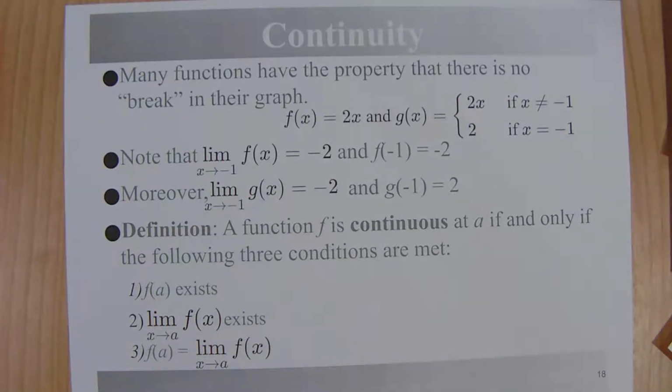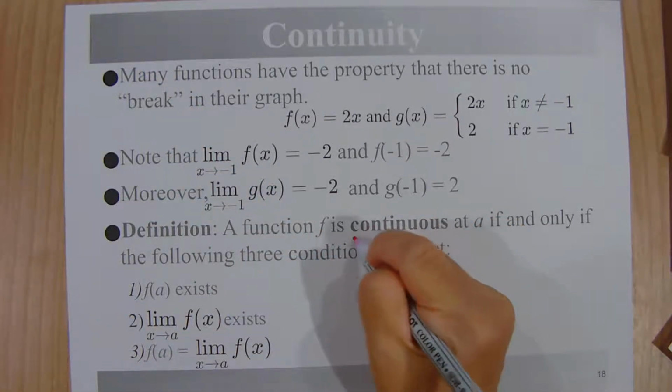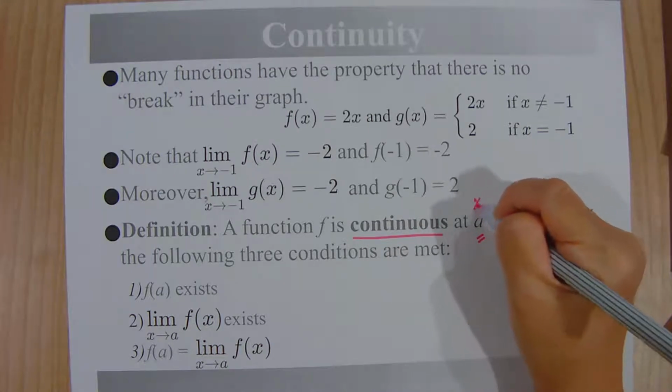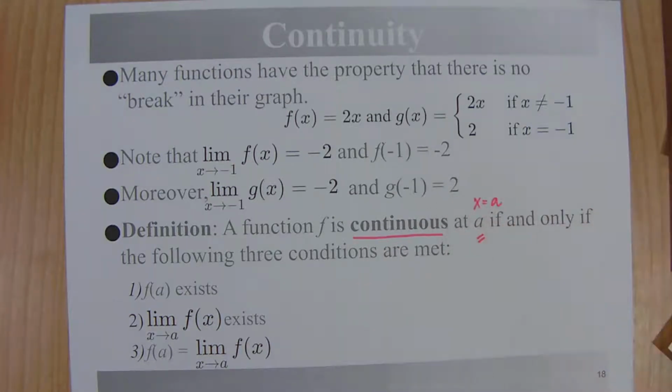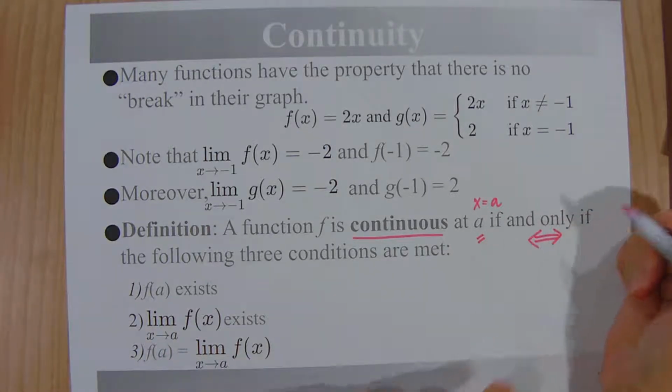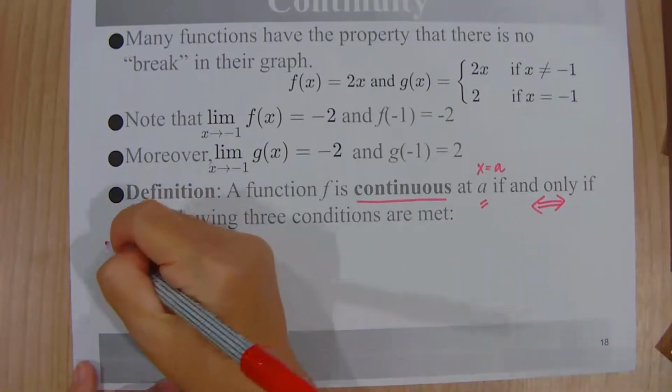Hi, in this episode we will talk about the definitions of continuity. We would like to find whether our function f is continuous or not at the point x equals a. We have to check, if and only if, three conditions.